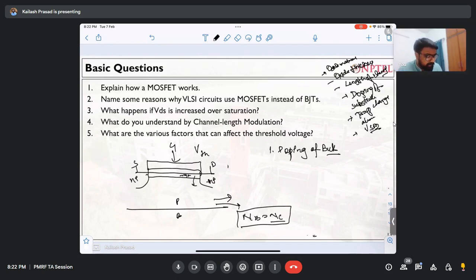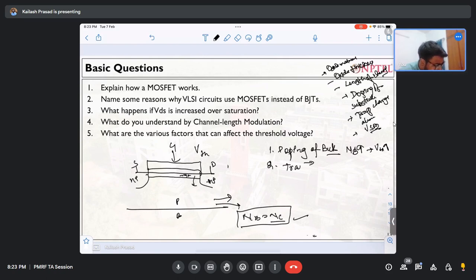Increase, sir. Because we have to reach NB equal to NC, we require more voltage. Now you understand how this expression is helpful. So you will require more charge carriers, because your bulk is now having more charge carriers, and you require more gate voltage to achieve inversion. So if you increase NB, VT will also increase, and vice versa.